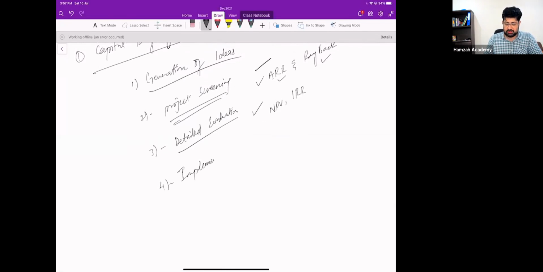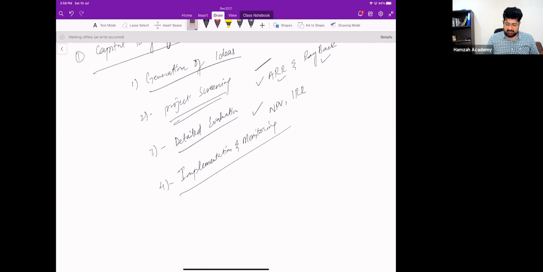So after detailed evaluation, once our test is passed, then comes implementation of the project and monitoring. The project is launched, funds are released, and then monitoring. Monitoring is very much important: whether the project is moving ahead as planned or not, and whether the project is yielding the cash flows the way it was expected. So continuous monitoring is done.